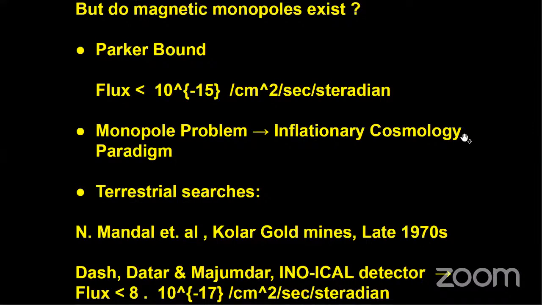But of course, magnetic fields are also generated by dynamo processes. That means the plasma current going around can also regenerate the magnetic field. So by balancing the decay rate of the magnetic field due to magnetic monopoles and the regeneration of the magnetic field through the dynamo process, Eugene Parker obtained this bound that even if there are magnetic monopoles, the flux must be less than 10 to the power minus 15 per centimeter square per second per steradian.